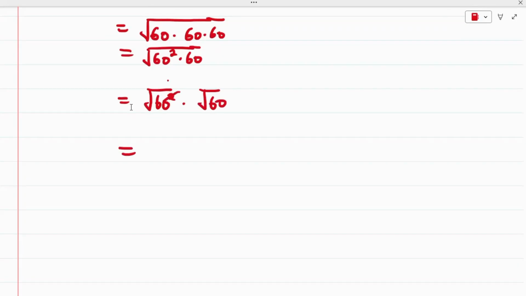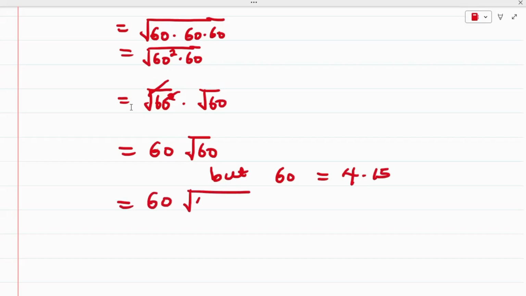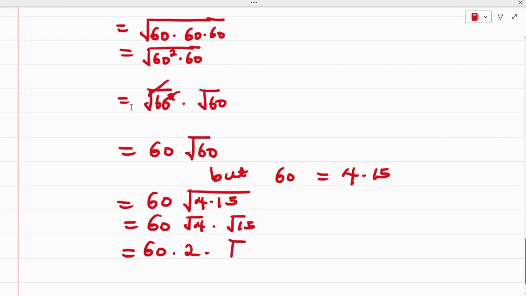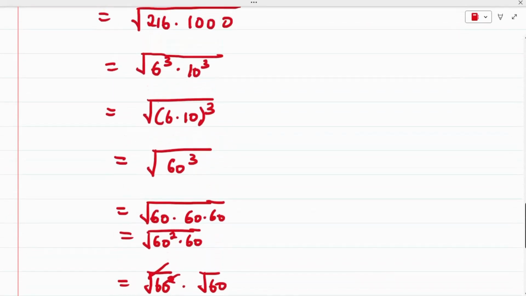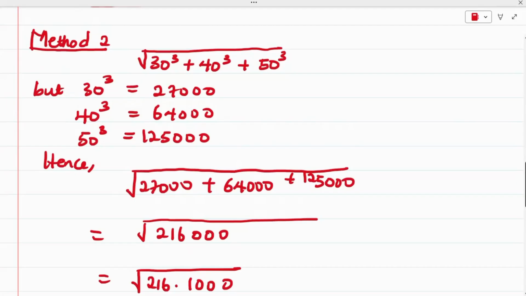So this is going to cancel out this, we have this to be 60 into the root of 60. But 60 can be expressed as 4 multiplied by 15. So this is equal to 60 into the square root of 4 multiplied by 15. This is equal to 60 into the root of 4 multiplied by the root of 15. So this is equal to 60 multiplied by the root of 4, which is 2, multiplied by the root of 15, which is equal to 60 multiplied by 2 is 120. 120 multiplied by the root of 15, and this becomes the final answer. So guys, this is how you can solve this question using the second method right here.